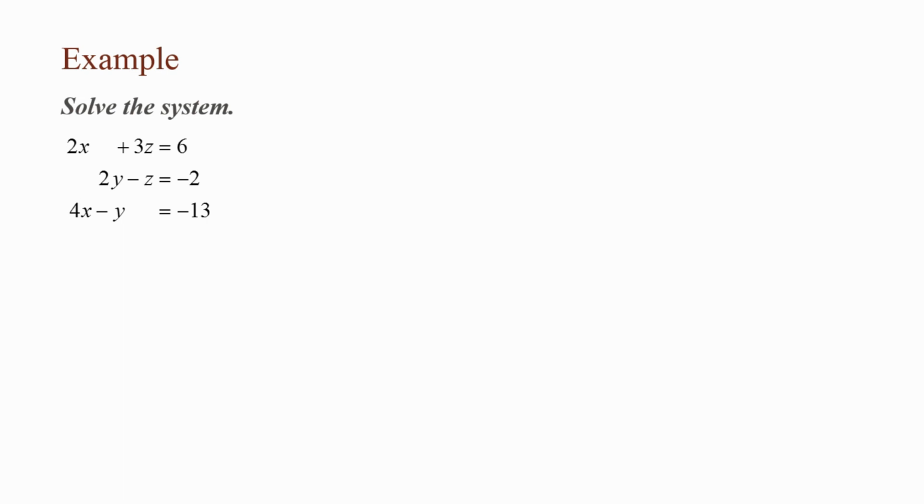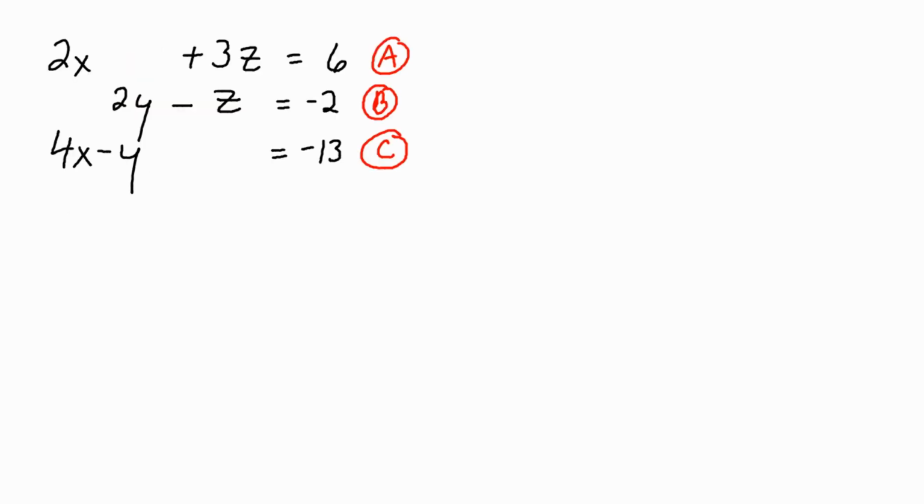In this example, solve the system 2x plus 3z equals 6, 2y minus z equals negative 2, and 4x minus y equals negative 13. So the first step is to decide which variable we should eliminate. Looking at the y and the z, either of those would be easy to get rid of.